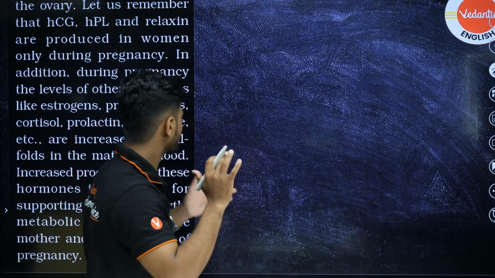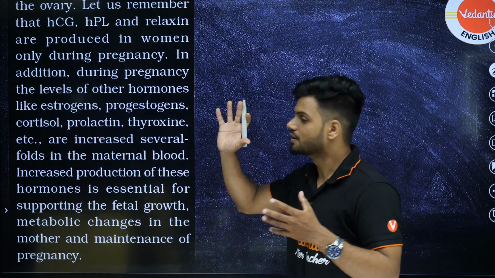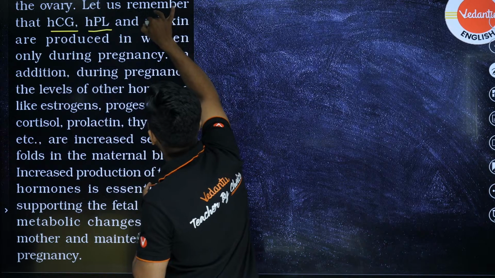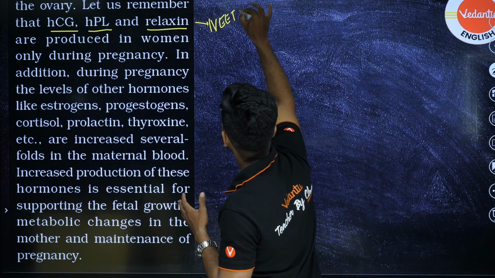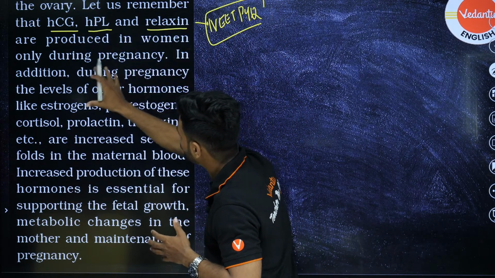So what is the answer? The hormones which are produced only during pregnancy are nothing but your HCG, HPL and relaxin. NEET PYQ right here. Relaxin is produced in the woman only during pregnancy.